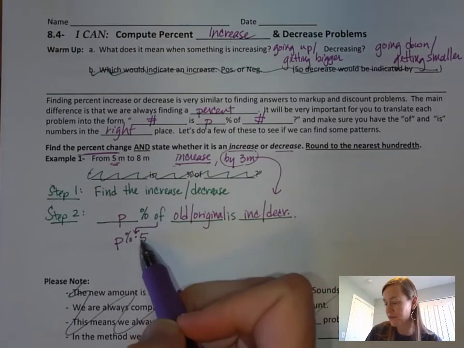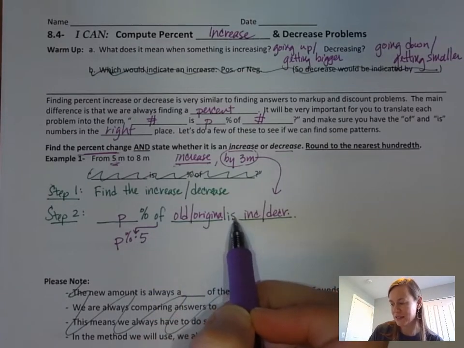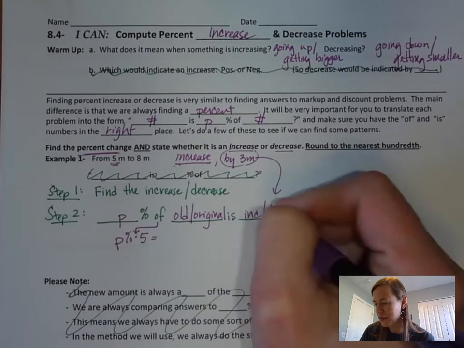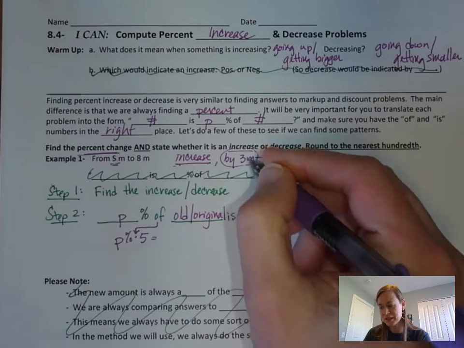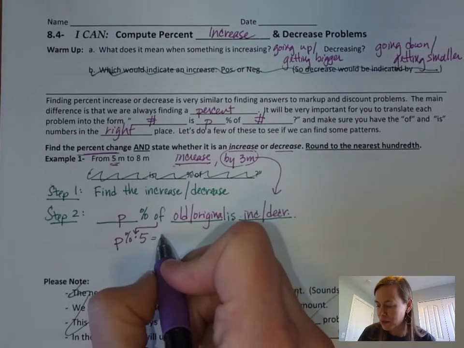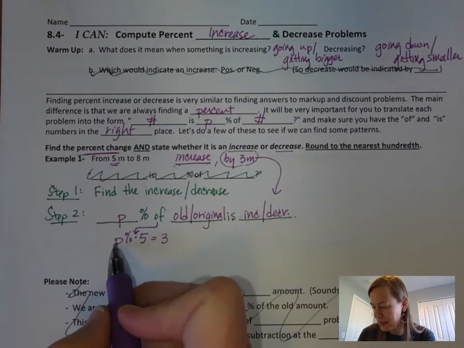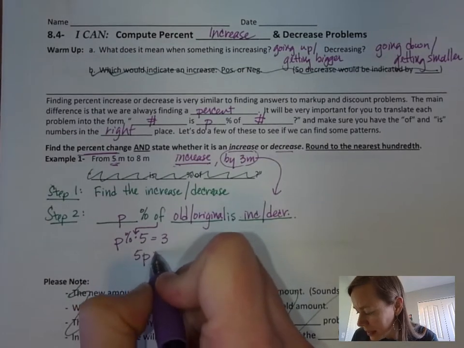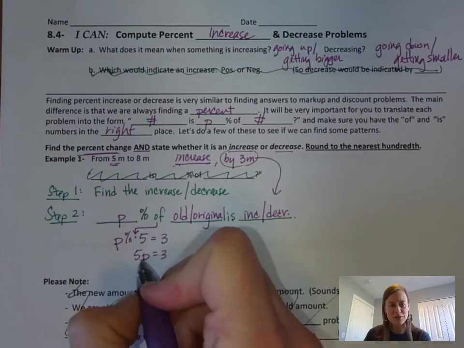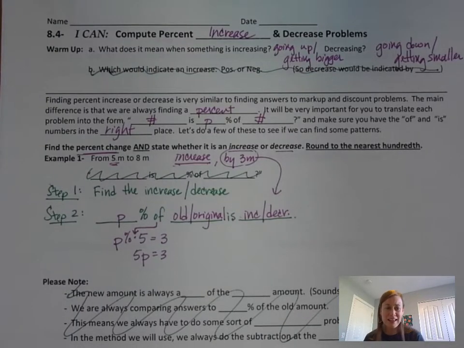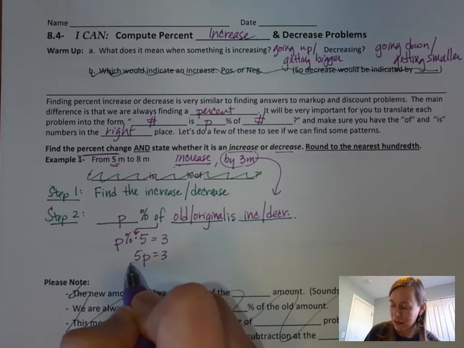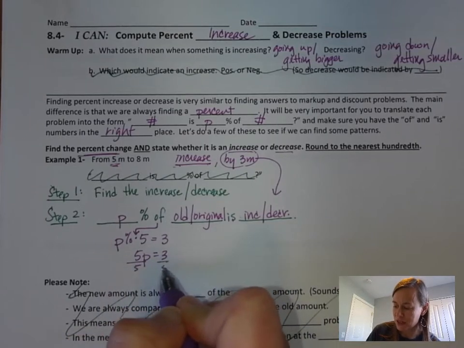So P percent of 5, because that was the original, is, remember, is going to mean your equals sign. And then whatever the amount of the increase or decrease was goes here. In this case, we decided it increased by 3. So we're going to put the 3 over here. All right, so P percent times 5 equals 3. Let's clean this up a little bit. Let's get rid of that percent sign. I'm just going to write 5P equals 3. Because these two are next to each other, it indicates multiplication, so that looks good. If you want to put P times 5, totally fine also. All right, now we got to get that P by itself, which means we need to get rid of the 5. We're going to get rid of it by dividing because the opposite of multiplication is division.